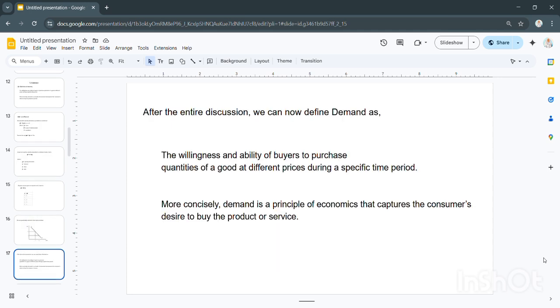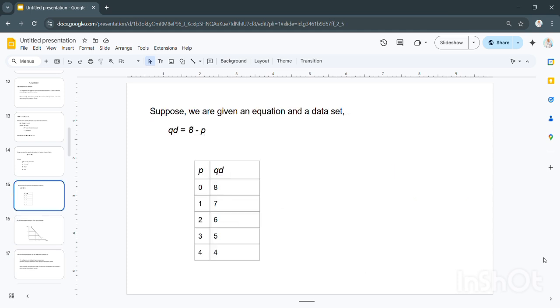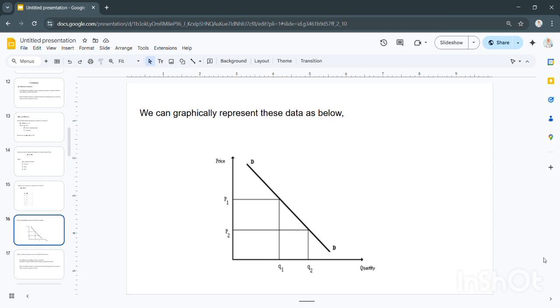After the entire discussion, we can now define demand as the willingness and ability of buyers to purchase quantities of a good at different prices during a specific time period. Demand is a principle of economics that captures the consumer's desire to buy the product or service. We are just defining the demand after all the data and all the graphical representations.